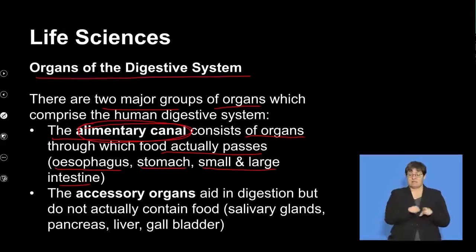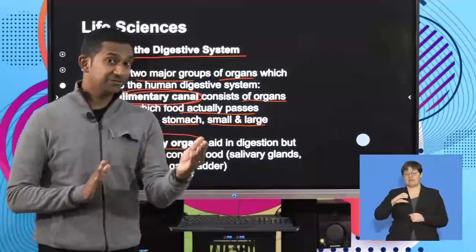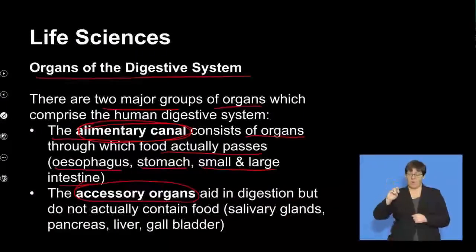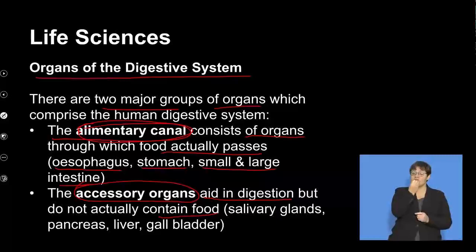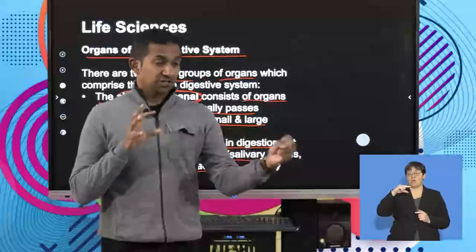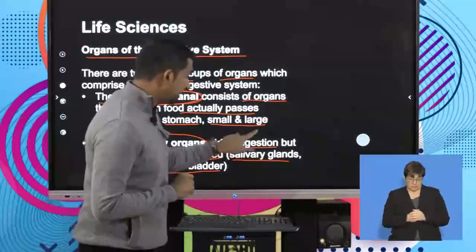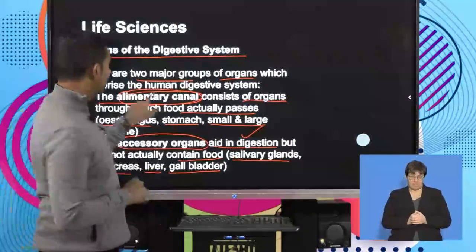We also have organs that are associated with the alimentary canal called accessory organs. So accessory would essentially refer to things also associated with the digestive system. They may have other functions, but they're also accessory to aid the process of digestion. So these accessory organs aid digestion, but do not actually contain food. This can include the salivary glands, pancreas, liver, and the gallbladder. Again, food does not physically pass through them, but they produce substances or contribute to aiding in the process of food being broken down in the alimentary canal.